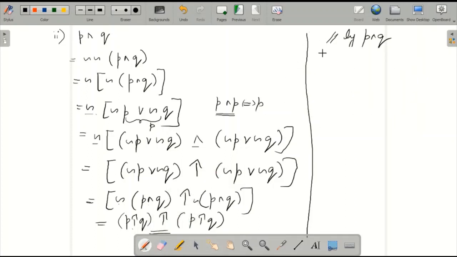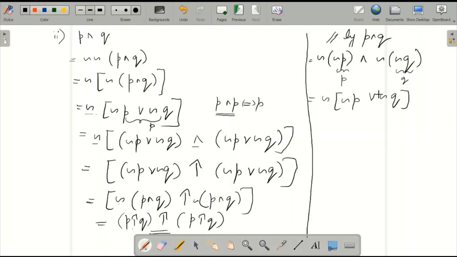I can write here double negation of P is nothing but P itself, and this is equivalent to double negation of Q. Now this you take as P, this you take as Q. So negation P and this you take as Q, this you take as P. So what is negation P and negation Q? It will be nothing but negation of negation P or negation Q. De Morgan's law. Agree? Negation of negation P or negation Q.